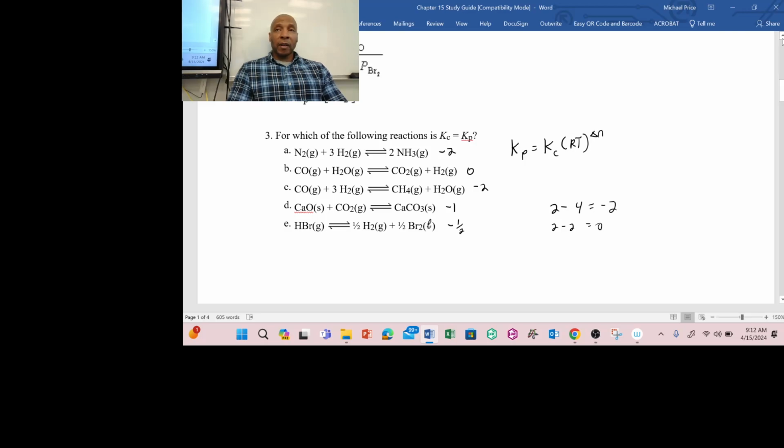But like I was telling Layla, you don't include solids and liquids. So for example, for D, this is a solid, so I have 0 moles of product gases right here, and I have 1 mole of reactant gas. So it's going to be 0 minus 1, which is negative 1. You follow me? Okay.